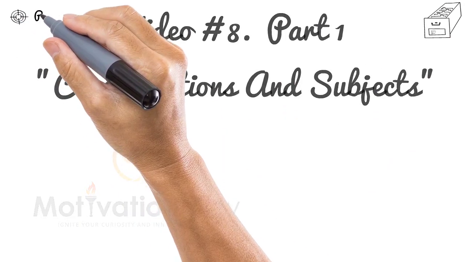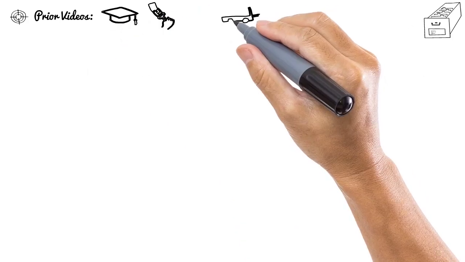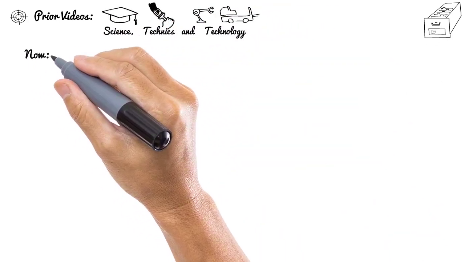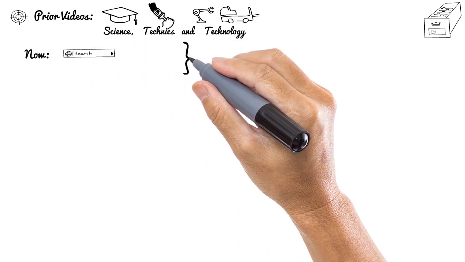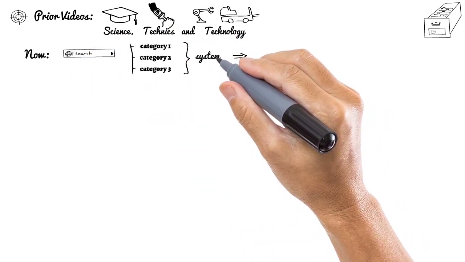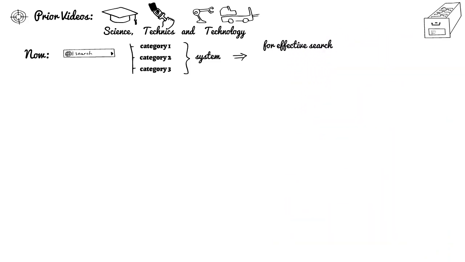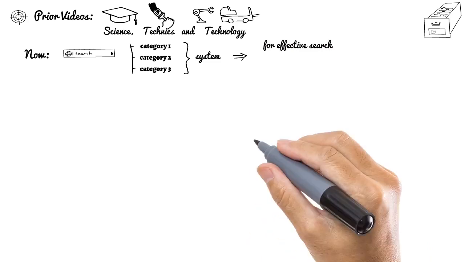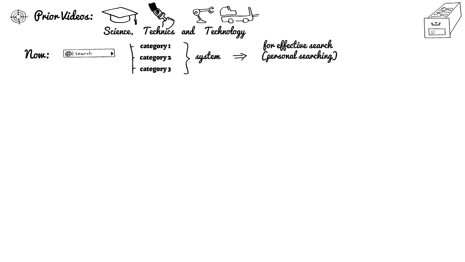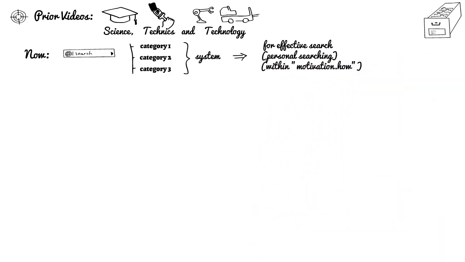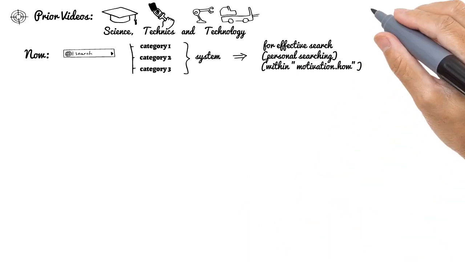In the previous videos we discussed science, techniques and technology in brief. Now it's time to see how information can be effectively searched, categorized and put into a system of cataloging. That would allow you to effectively navigate through science subjects, certain techniques and technologies. It will help you with your personal searching, in a library for example, and within this MotivationHow project. And we will discuss this topic in two videos named Classification and Subjects. This is the first part.